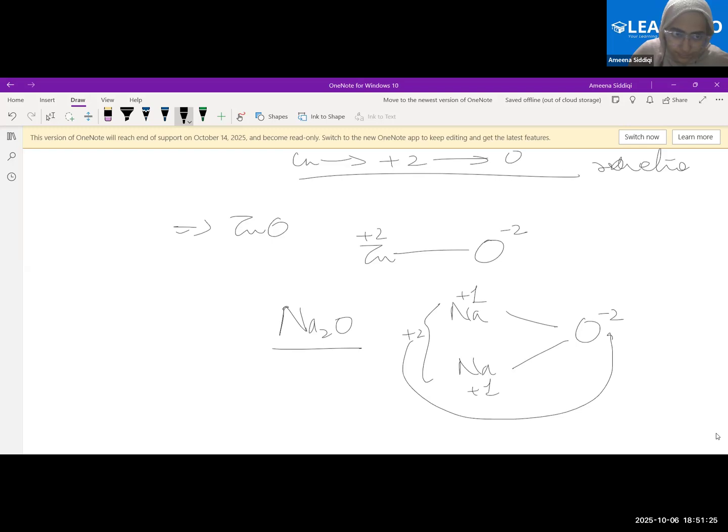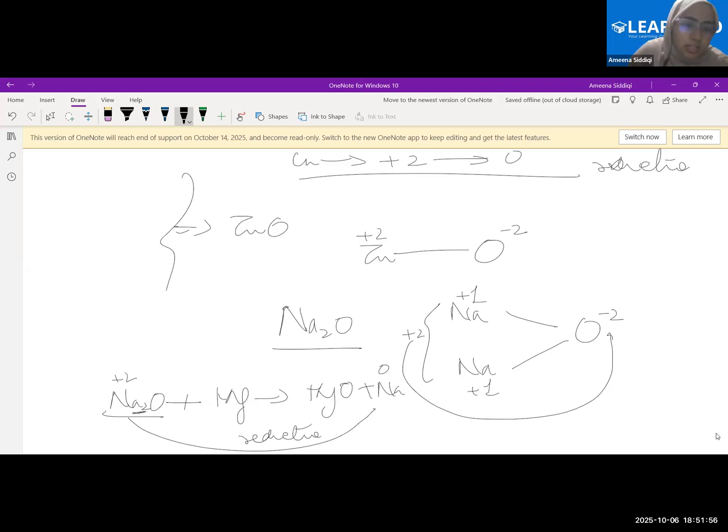So if I say Na2O, this is just a random reaction to explain to you. Let's say this happens: MgO plus sodium. I will just discuss the sodium. Here, sodium's oxidation number will be +2. Why +2? Because there are two sodium atoms, so we add both of them, +1, +1. And here it is becoming 0. Can I say it is undergoing reduction? I hope that is clear.